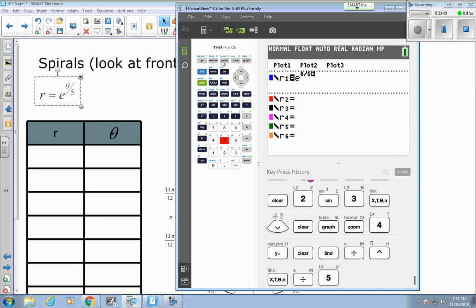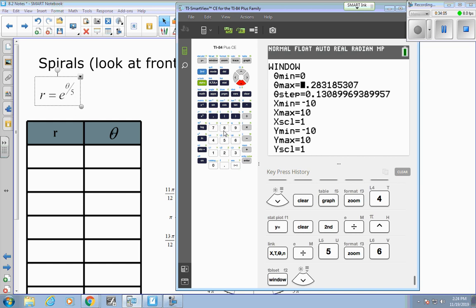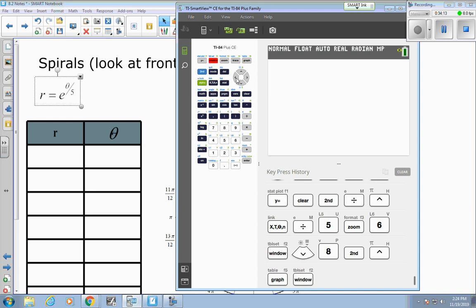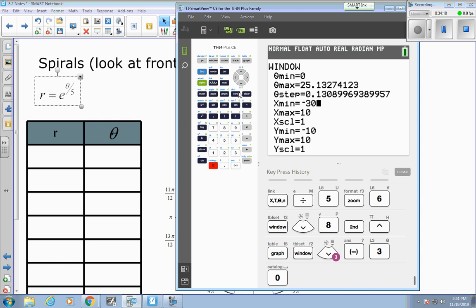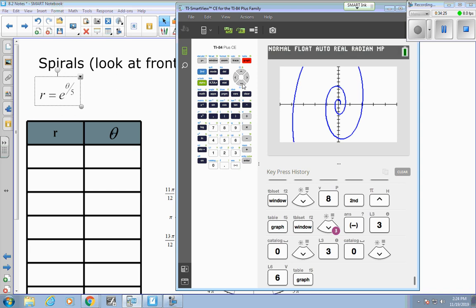So let's just take a look at these graphs. If I do a zoom 6, it only graphs to 2 pi. Why not graph this to 8 pi? That's better. So let's graph this from negative 30 to 30. Let's see if we get a better graph here. Oh, that's good. It's really good there.